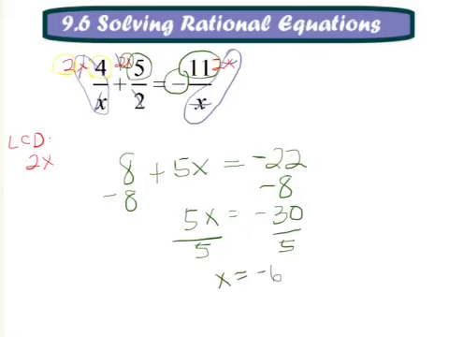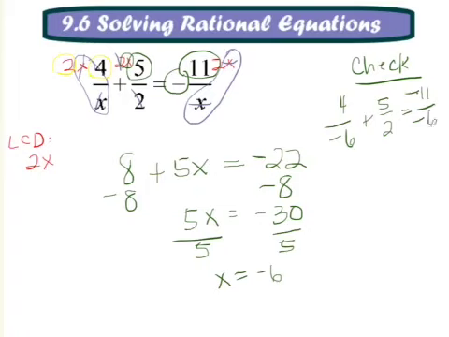And now the other thing we want to consider when we start having x's in the bottom of fractions is we always want to make sure that we check our answers. And the way that we check our answers is by plugging in our answer for x. So we'll have 4 over negative 6 plus 5 halves equals negative 11 over negative 6. And if I plug it into my calculator, I should get the right answer. And sure enough, I get 1.83 repeating on the left and 1.83 repeating on the right. I get a true statement, so I know my answer works.